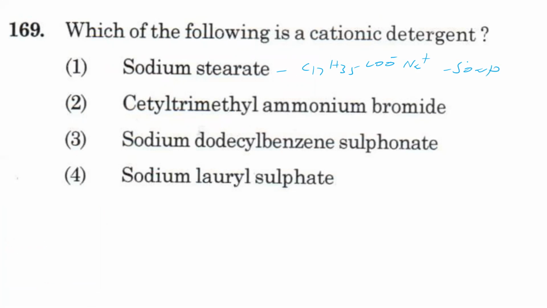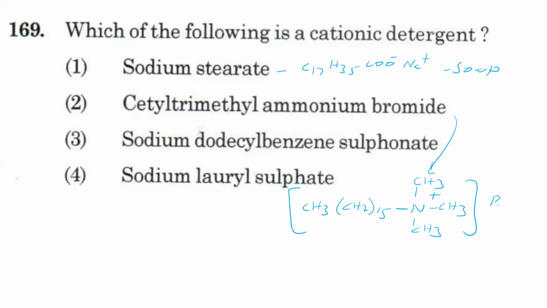The next one is cetyl trimethyl ammonium bromide. Cetyl means 16 carbon atoms, so CH3, CH2 15 times, making 16 carbon atoms. Then N, CH3, CH3, CH3. For N we have given a plus charge, then Br minus. Here a positive charge is given, therefore this complex is a cation.